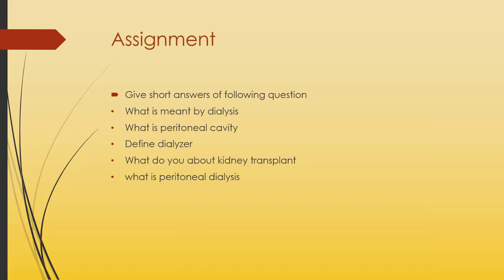Now students, there are some questions which are related to our today's topic. Give the short answers of following question. Let's see. What is meant by dialysis? We have studied that dialysis means cleaning of blood by artificial way. And the second one, what is peritoneal cavity? So students, we have studied that peritoneal cavity is a space around the gut. Next question, define dialyzer. We have studied that dialyzer is an artificial machine or apparatus through which patient's blood is cleaned.